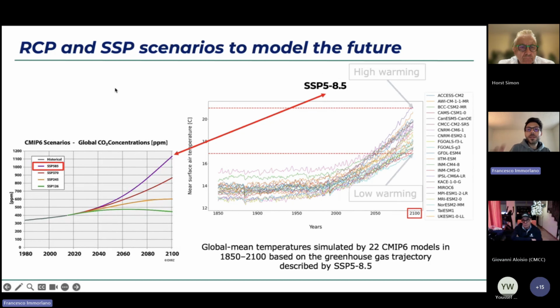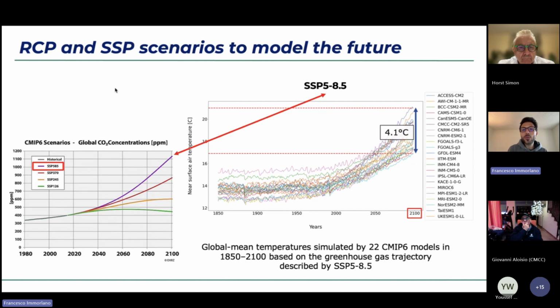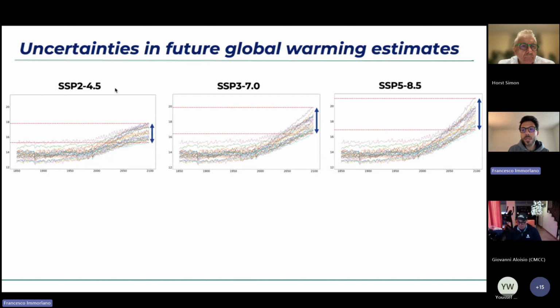We immediately notice that there are some models that project a very high warming in 2100 and other models that project a low warming by that time. This translates into a large spread of more than 4 Celsius degrees in the temperatures projected by these models. And this is still true in the other scenarios that we considered in this work, even if the temperatures are lower, and this is expected as each of them is associated to a different amount of greenhouse gases that there will be in the future.